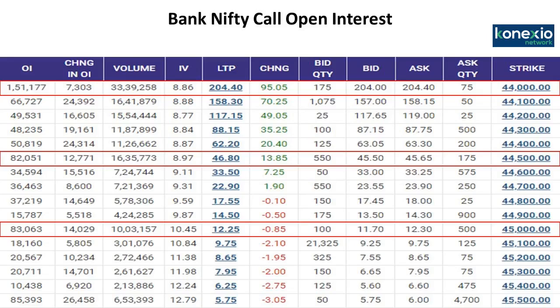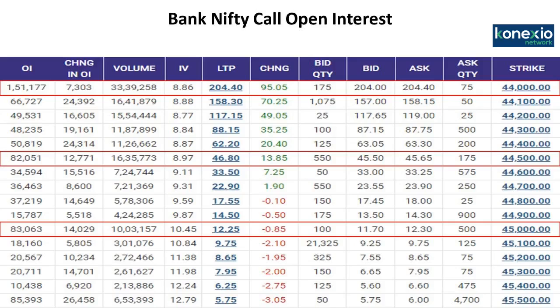So on an immediate basis, 44,000 could act as a major resistance looking at this data, and candlestick patterns show the resistance level is 44,077. Above these levels, there are chances that Bank Nifty can test the levels of 44,500. And if it crosses those levels, then 45,000 is reachable maybe in a couple of days.